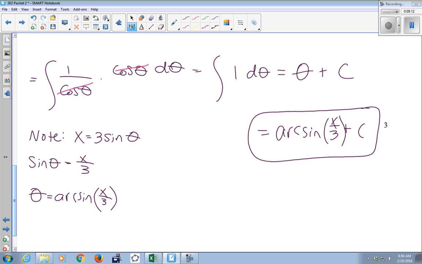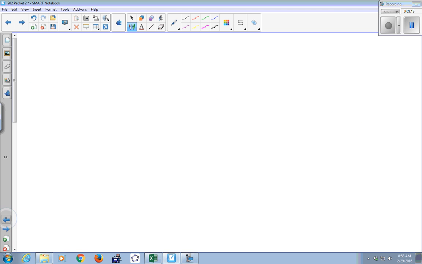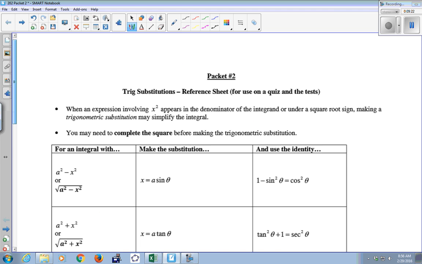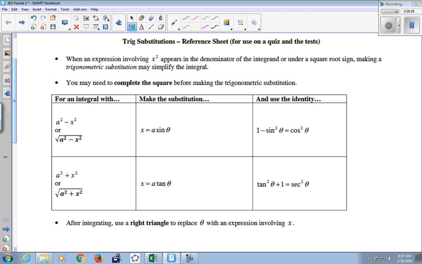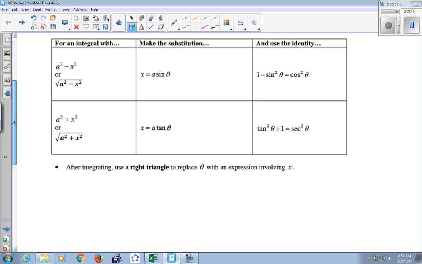Your first page of this packet has a general guide on how to choose what your substitution should be for a trig substitution. So I'm going to take us back there for a second. When an expression involving x squared appears in the denominator of the integrand or under a square root sign, making a trig substitution may simplify the integral. Sometimes you need to complete the square before you do that, and there's a question in your activities that will walk you through that. So here's your guide for how to make the substitution.